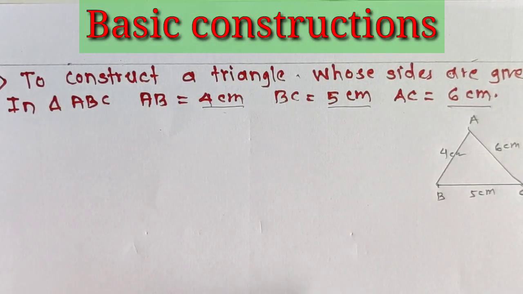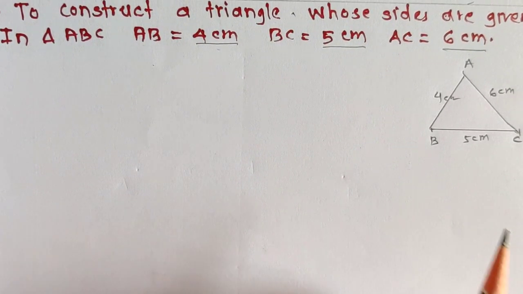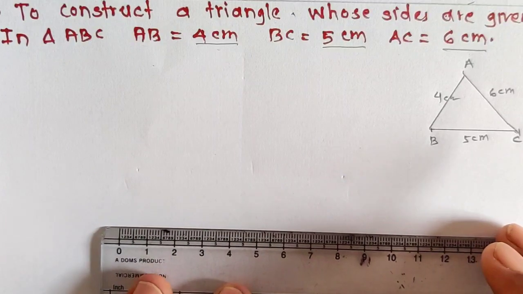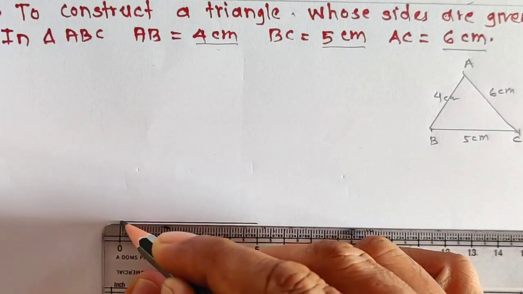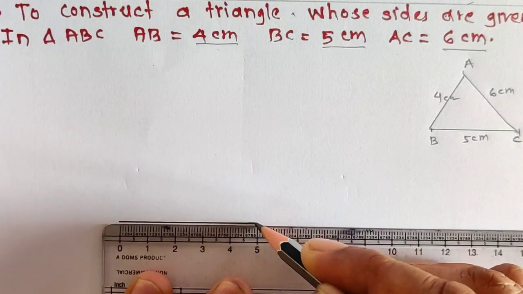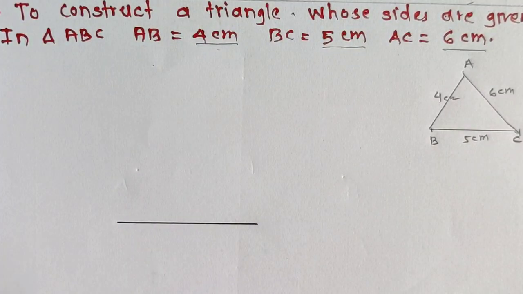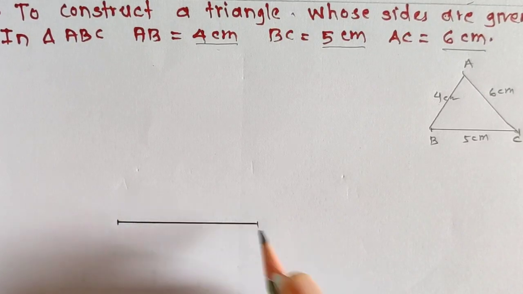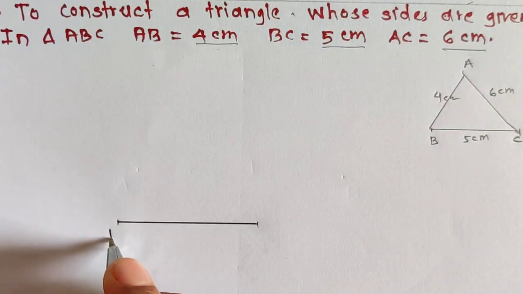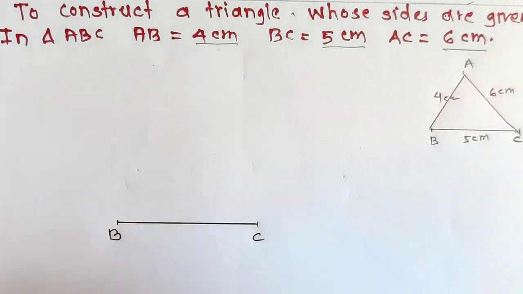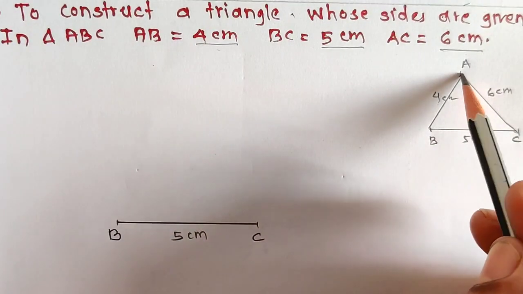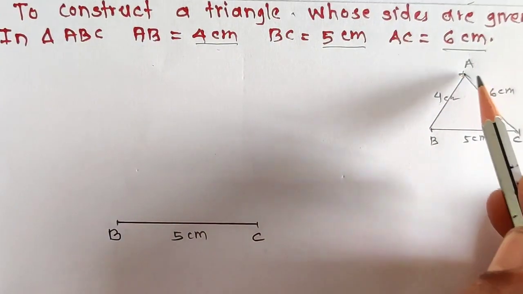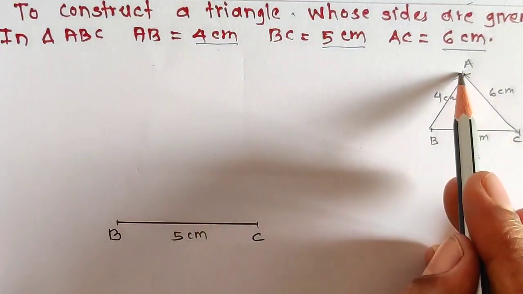So what is the base? BC. Whenever we have to draw or construct a triangle, first draw the base. So to construct this triangle, first draw base BC equal to 5 centimeter. Using the scale, we get it is 5 centimeter. So it is BC. Name the points. So segment BC, write the measurement. It is 5 centimeter.